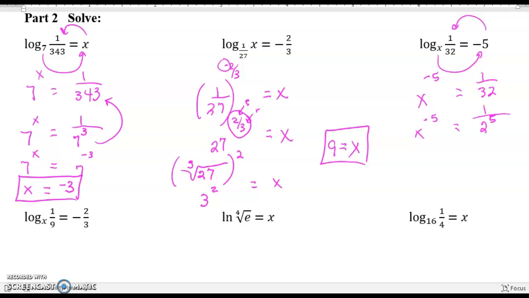Now you might need a calculator to figure that out. 2 to the 5th is 32. So all I did was rewrite that, 2 to the 5th. I'm going to bring it up from the bottom. So I have x to the -5 power is equal to 2 to the -5 power. If I bring 2 to the 5th to the top of the fraction, it would be 2 to the -5. Again, if my powers are equal, then my bases are equal. So x is equal to 2.